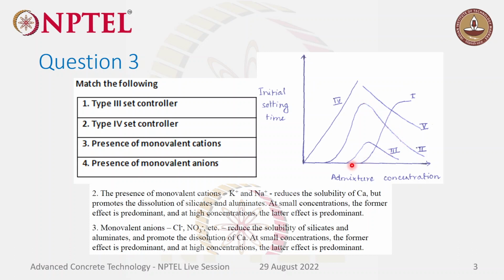And coming to type 3 as well, initially it keeps on increasing the setting time, and if you further increase the dosage, at one point of time the setting time will decrease. So at lower dosage it will act as a retarder, but later it will act as an accelerator. Okay, so that is about the set controlling agents. And type 4 also, if you keep on increasing the dosages, it increases the setting time. So type 3 at lower dosage acts as a retarder and at higher dosage acts as an accelerator, but type 4 set controller acts as a retarder if you keep on increasing the admixture concentration.